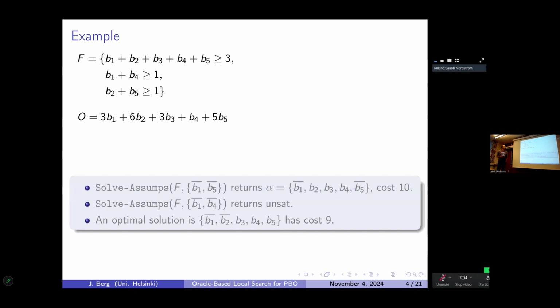So, a very simple example: we want to set at least 3 of these variables to true, and we have some clauses and a nice objective function. If you want to find a solution that sets v1 and v5 to false, that can be achieved, for example, by this solution, which has cost 10: 6 plus 3 plus 1. If we ask for a solution that sets v1 and v4 to false, that won't work because of this clause here. And an optimal solution is, for example, this one that has cost 9. I think you can find a better one. I don't care.